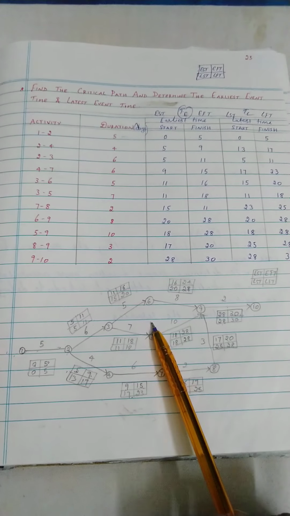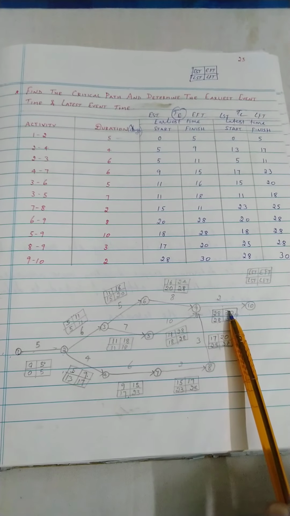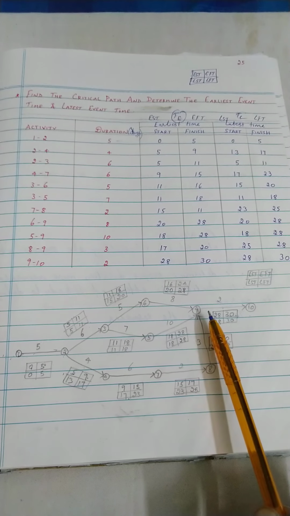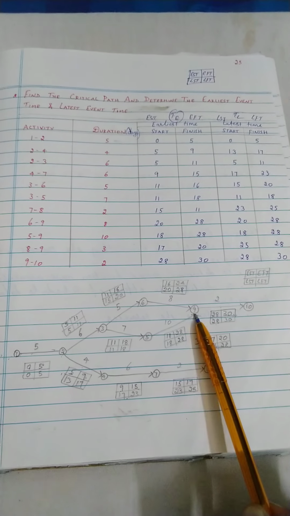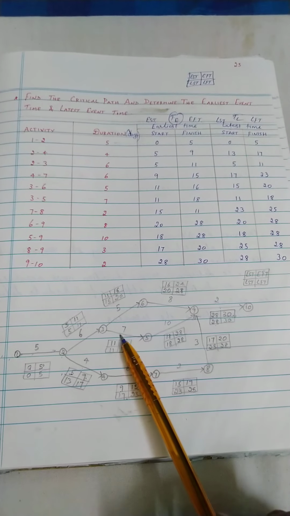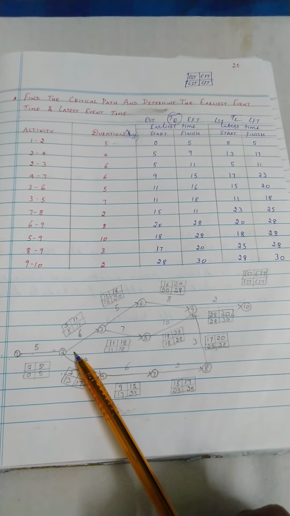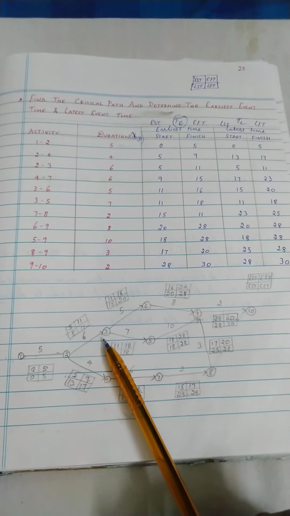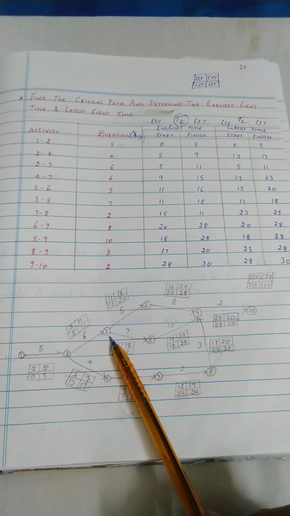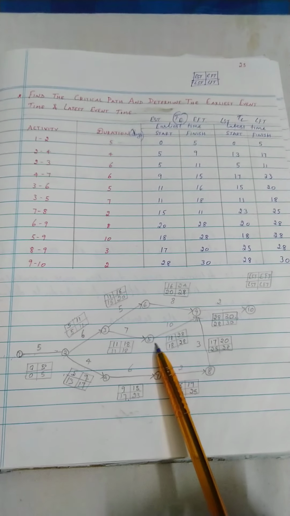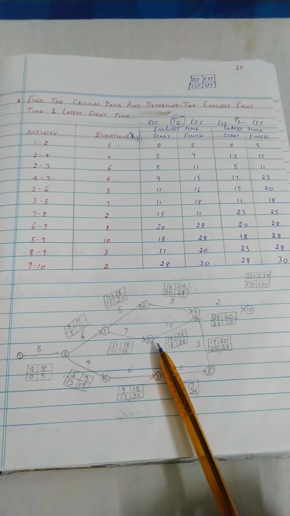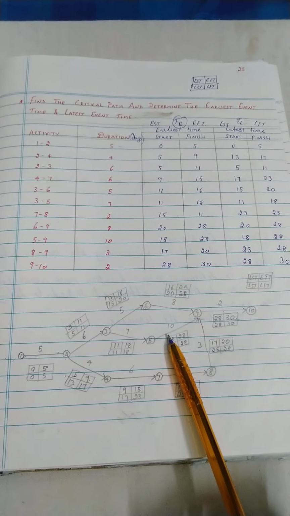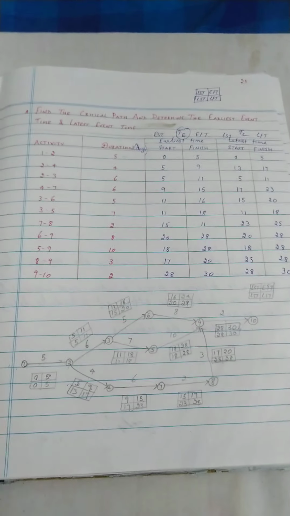For EST and EFT, at a junction, while moving to the succeeding activity, you need to take the maximum value. Similarly, for LST, LFT, if a junction takes place and you go through to the preceding activity, you need to take the minimum value. Those are the two important things to consider while writing EST, EFT, LST, LFT.